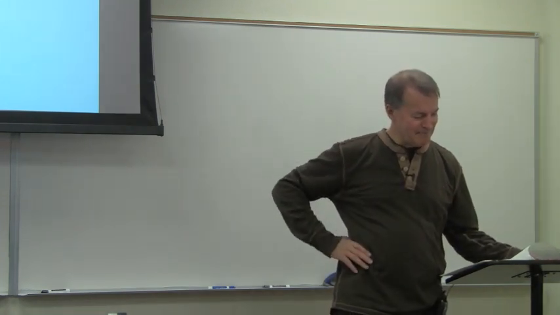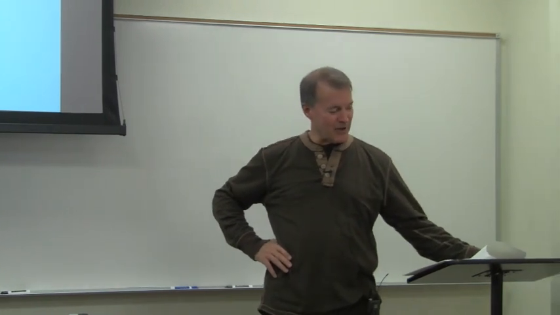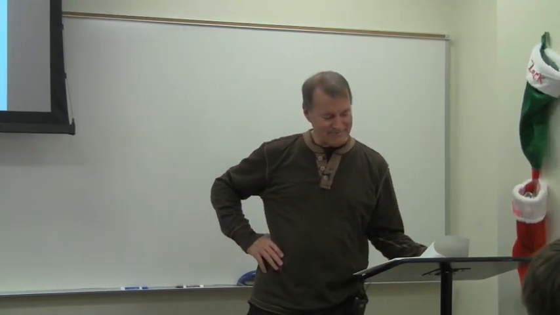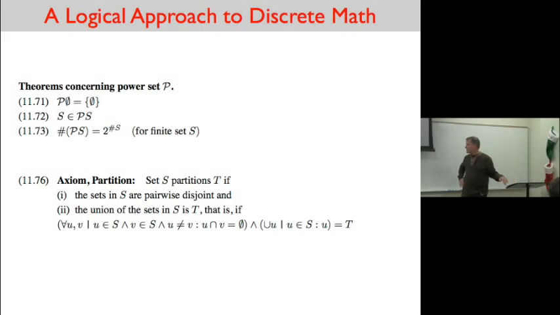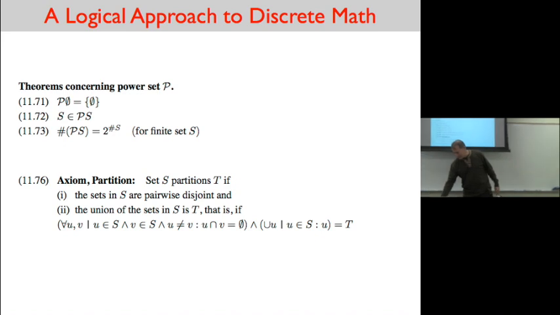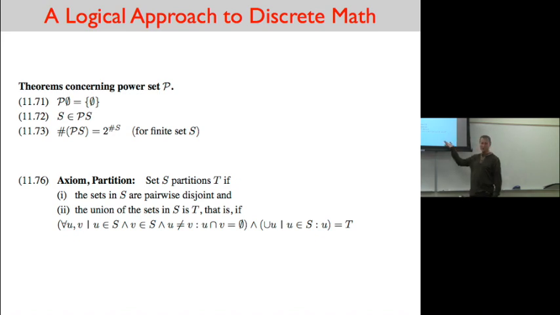Question. Is 11.7.2 really one step? It could be. I thought it was like two or three. The question is about 11.72. Here, let's take a look at 11.72. It's: S is a subset of the power set of S. I think there's only one thing to do, right? You just got to go back to the definition of the power set of S, and once you do that, then you'll see.